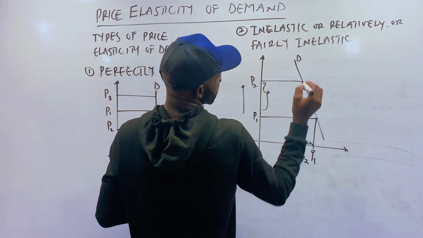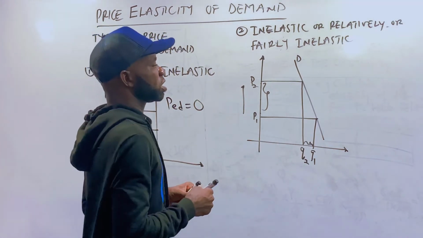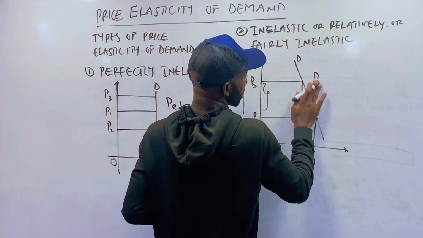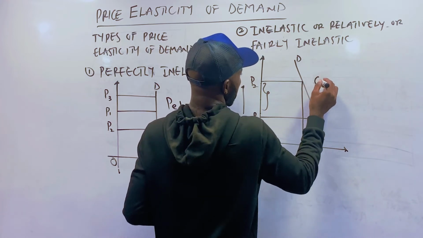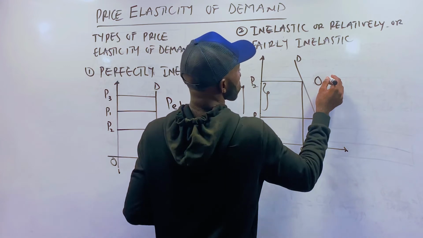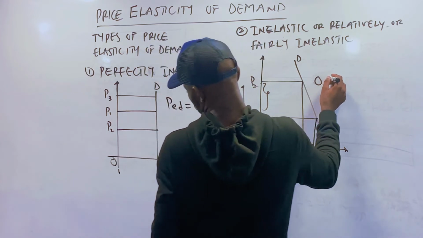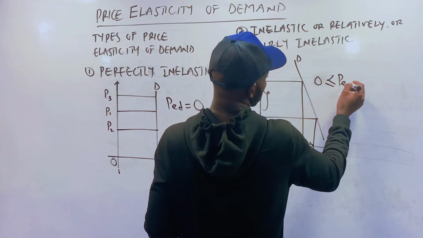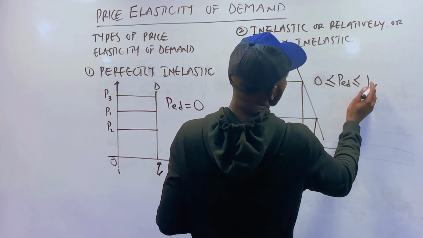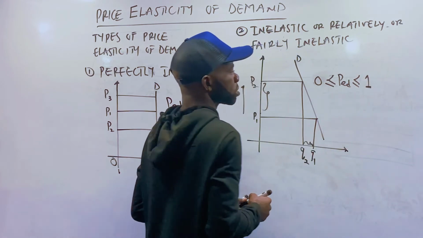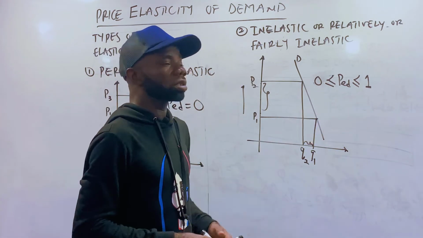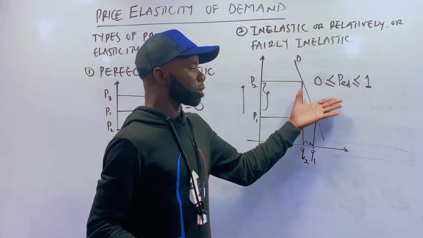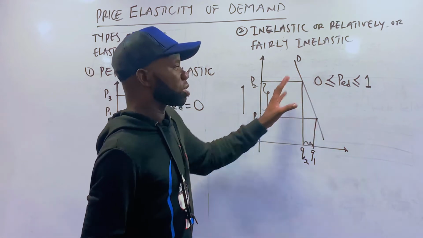price elasticity of demand. And in this case, we say elasticity of demand is said to be greater than 0, but less than 1. So price elasticity of demand, this is the way we represent it. We say 0 less than or equal to price elasticity of demand less than or equal to 1. So it is between 1 and 0. So when you calculate to get answers like 0.2, 0.1, 0.3, 0.4, 0.5, 0.9, it is still within this category.